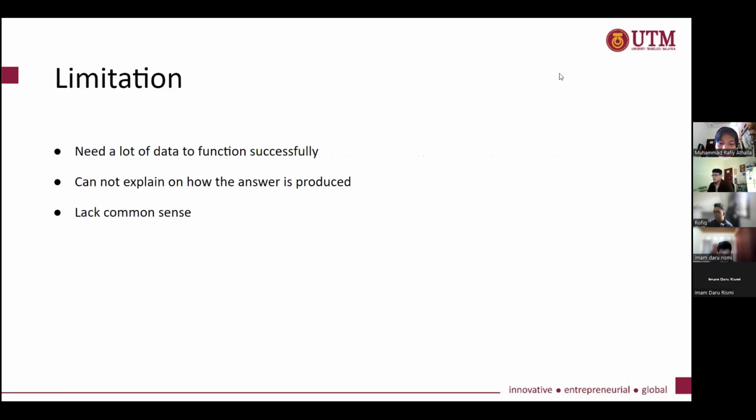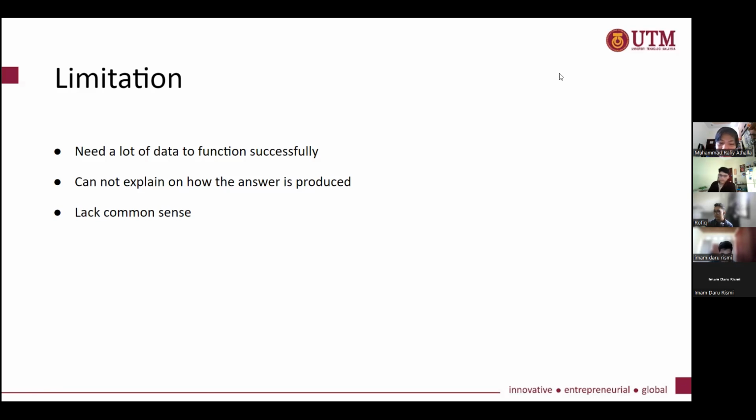Next, the limitations. The first limitation is that deep learning actually needs a lot of data to function successfully. An example, a parable in the article says that, for example, as humans we can recognize a cow by just a few looks at the cow, but deep learning needs around 10,000 plus examples to learn the concept of the cow.